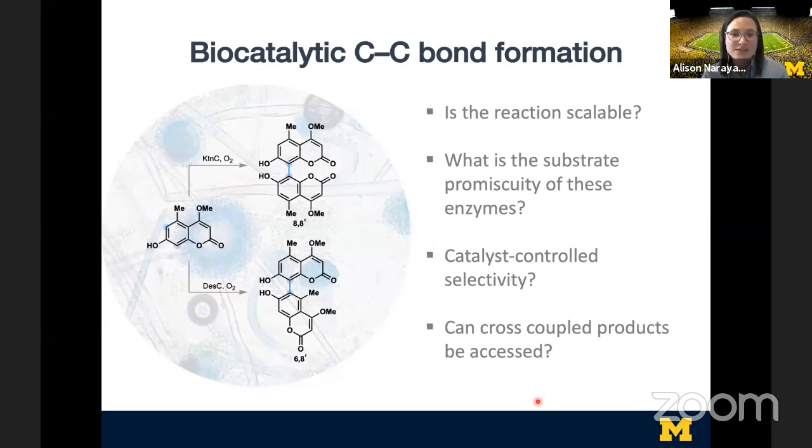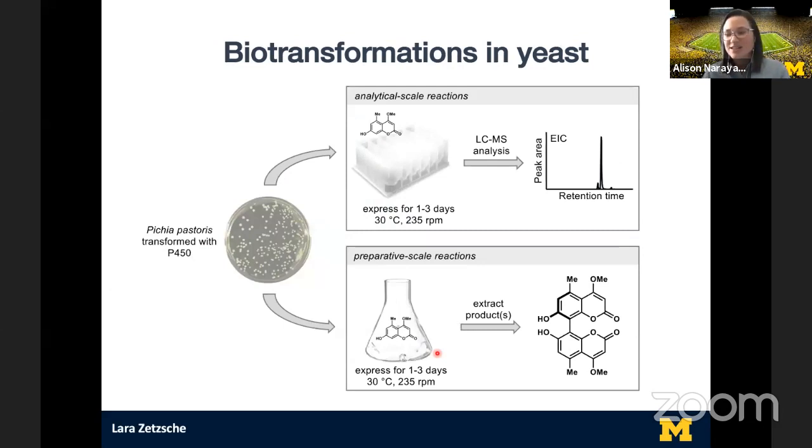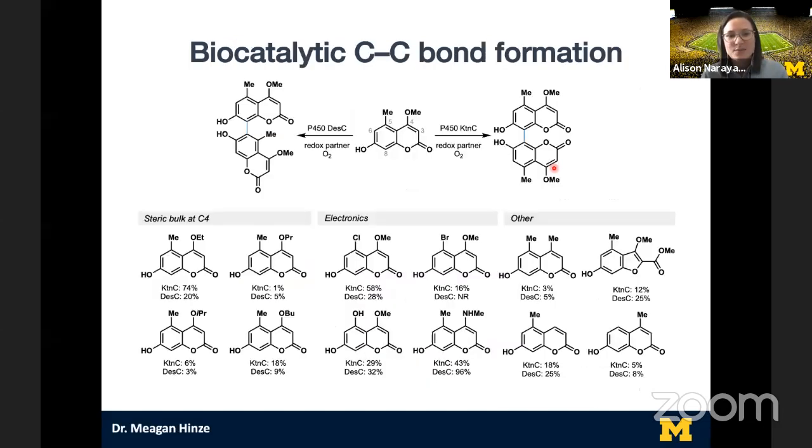Some of our fundamental questions going into this project are: is the reaction scalable? Are these enzymes promiscuous in the substrates they'll operate on? Over a range of substrates, do we see maintained catalyst-controlled selectivity? And can we start to do things beyond dimerization and think about cross-coupling reactions? For these reactions, we're running them in a fairly simple way. We're just doing straight up biotransformations where we're growing up yeast, producing each of these enzymes, tossing in our substrates, and then analyzing the reactions. This works pretty well both on analytical scale and preparative scale.